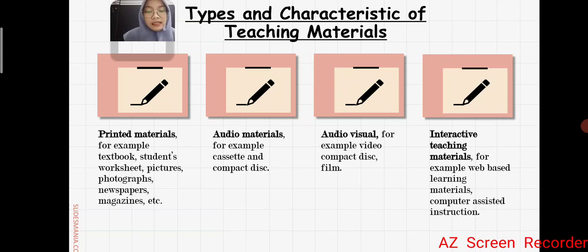Print materials, for example, textbooks, students' worksheets, pictures, photographs, newspapers, magazines, etc. And the second, audio materials, for example, cassette and compact disc. And the third, audiovisual, for example, video compact disc, film. And the fourth, interactive teaching materials, for example, web-based learning materials, computer assisted instruction.